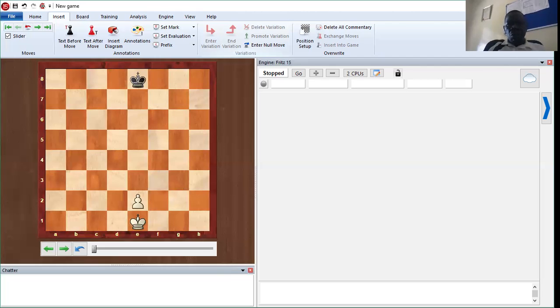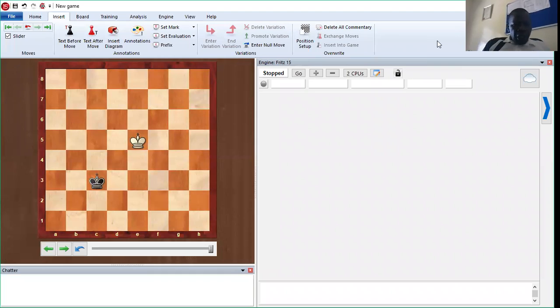We'll move on and look at other types of opposition. In this position, we have the two kings facing each other horizontally along the fifth rank, with the white king on d5, whilst the black king is on f5. In this instance, we have horizontal opposition.